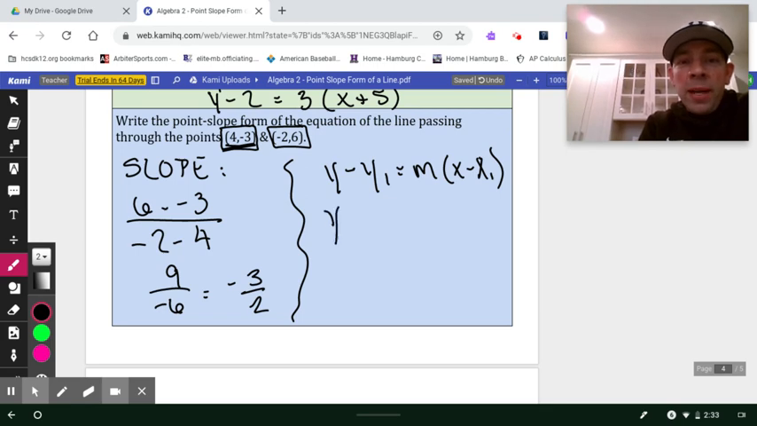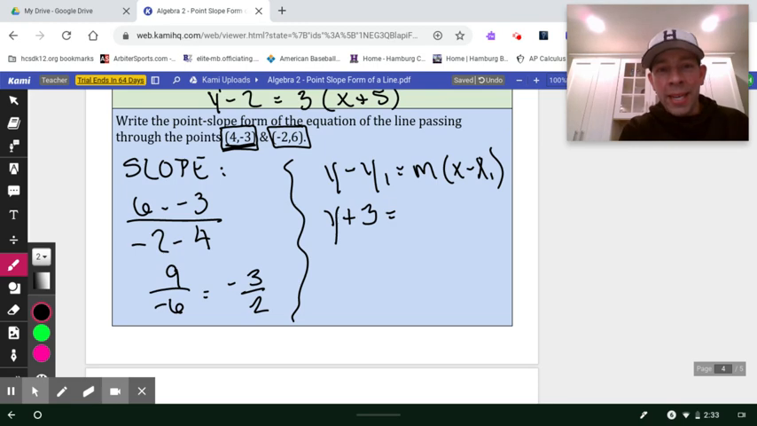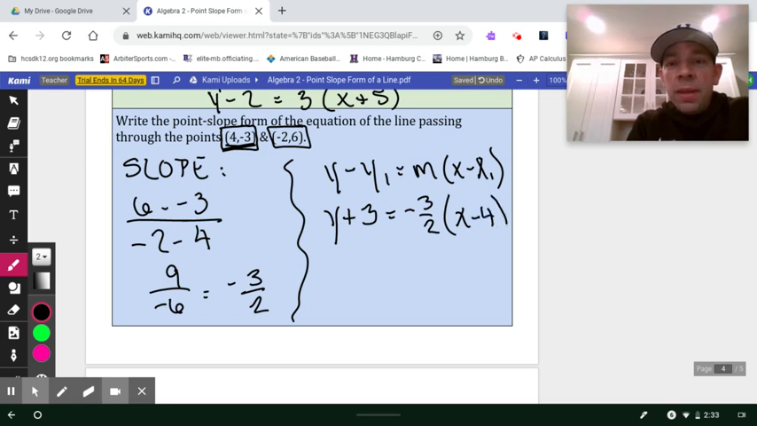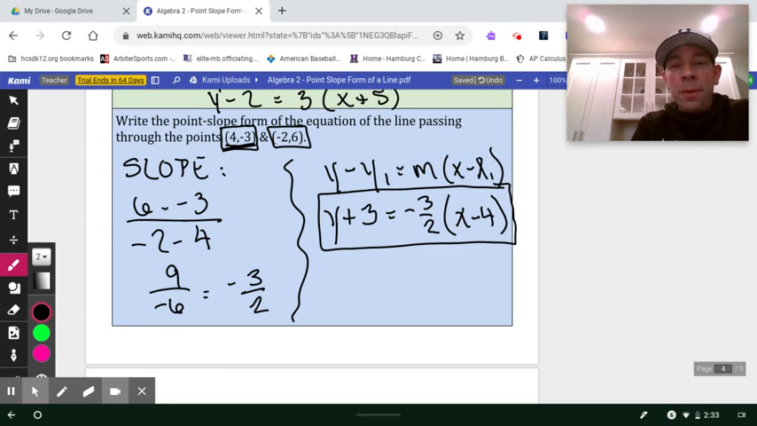So I'm going to say y plus 3. Now, why did I say plus? Well, it was technically y minus -3. And then I've got a slope of -3 halves and x minus 4. And maybe there are going to be times where they want you to solve this for y, but I'm not going to worry about it today. Certainly, I think we're capable of doing that. We could distribute the -3 halves if we had to.